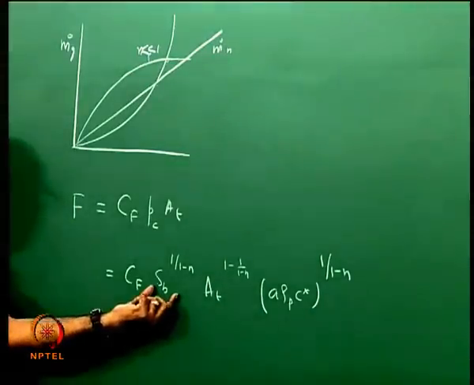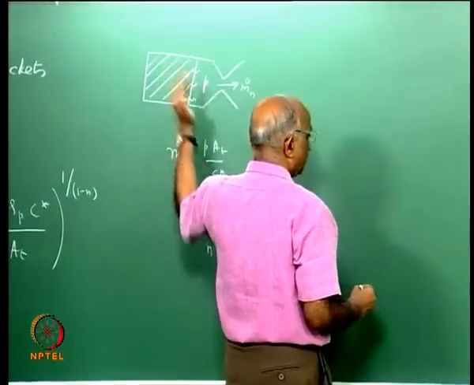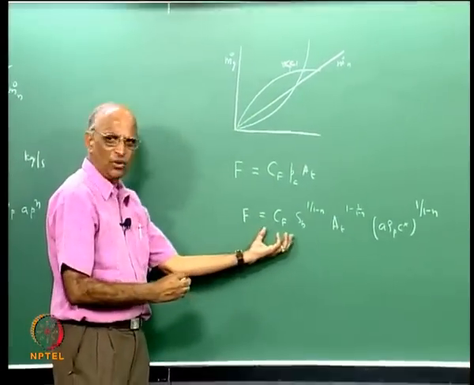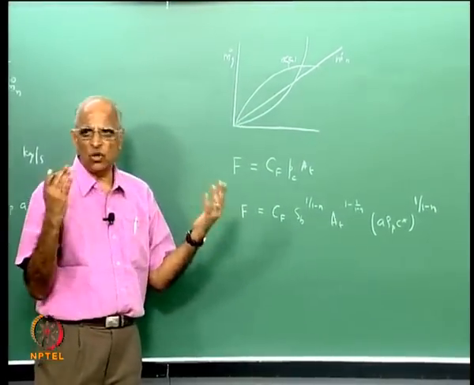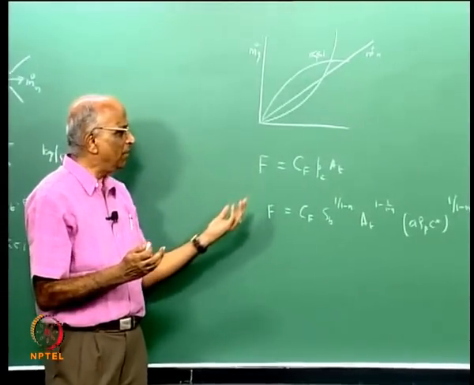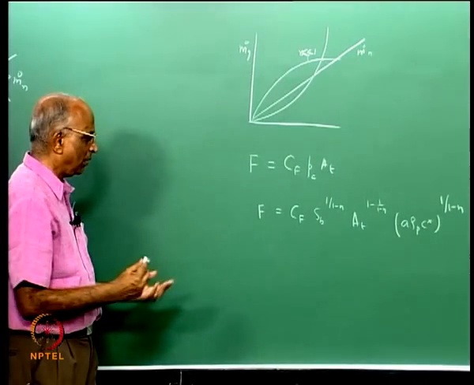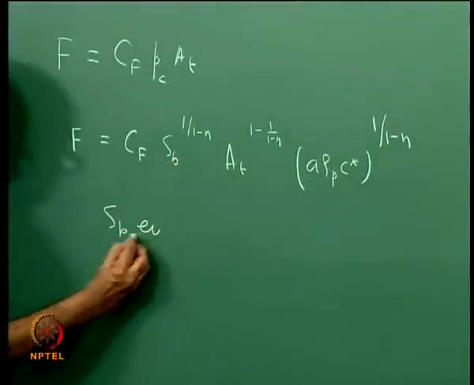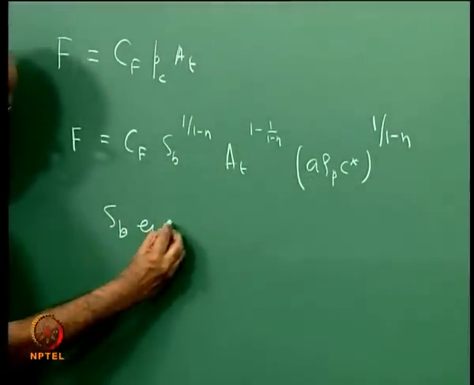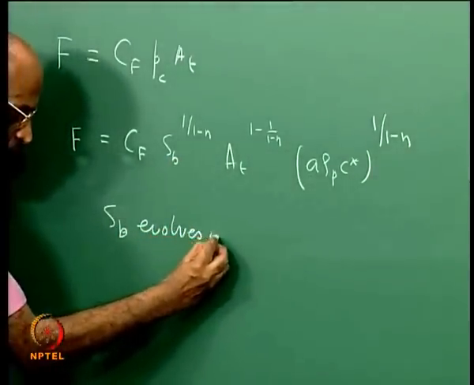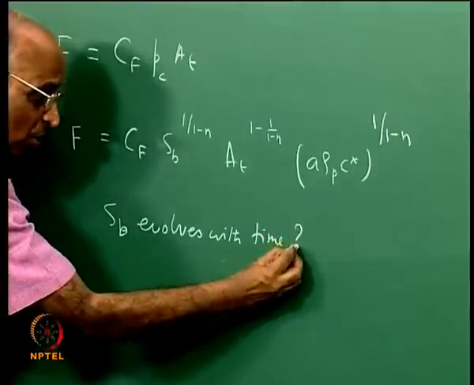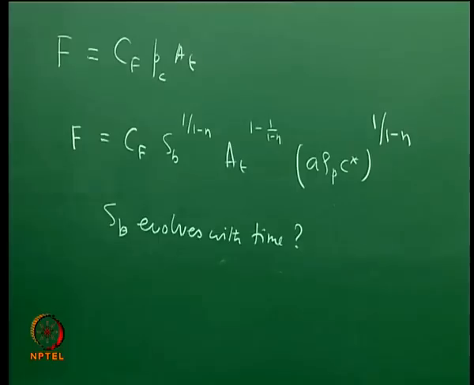Therefore, you know this is a constant, throat area is given, if I know the evolution of burning surface area as the surface regresses, I can find out the value of thrust, and that is how a solid motor is designed. It is a simple geometric problem, we must be able to calculate what must be the value of Sb and how Sb, the burning surface area in meter square, evolves with time. And this is what we will be considering in today's class.